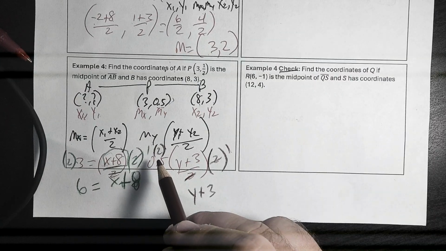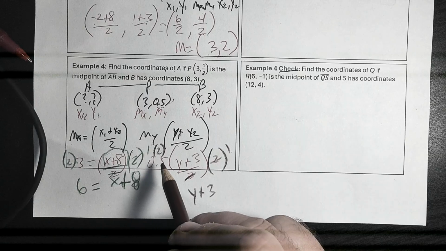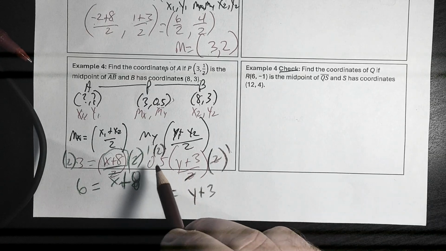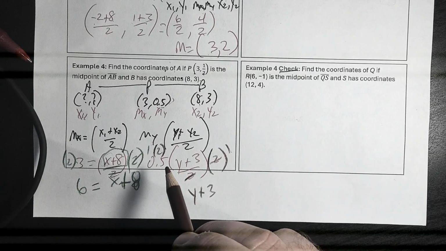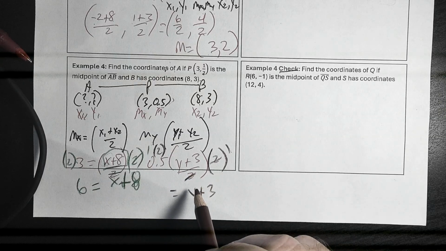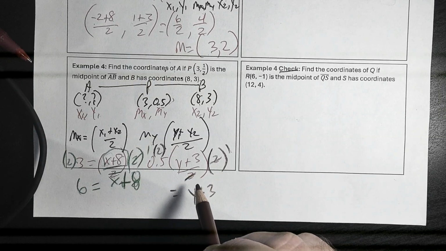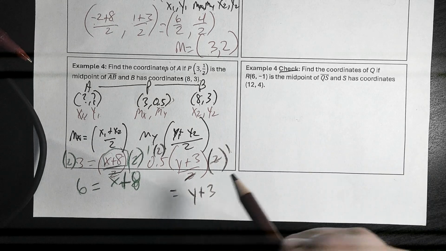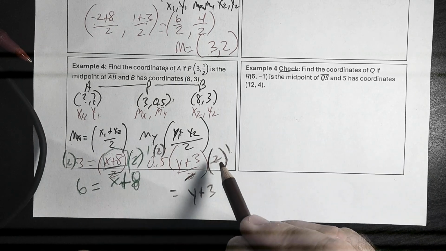And if you were in third period or third block today, I apologize because we multiplied one side by 2 and not the other, because I was so worried about you guys with this fraction and I blew everybody's mind and everybody was confused and I was confused. So yeah, we multiply both sides by 2.